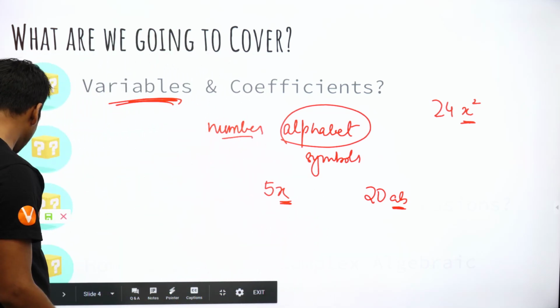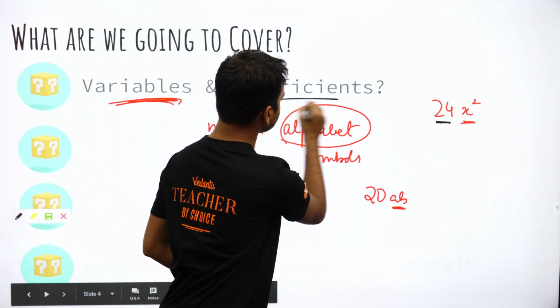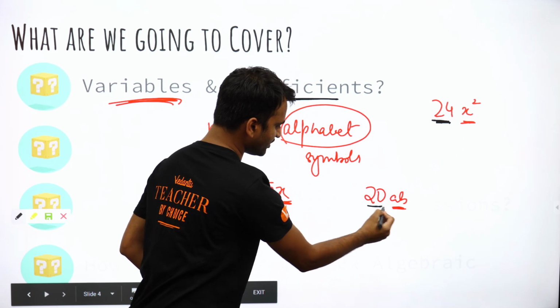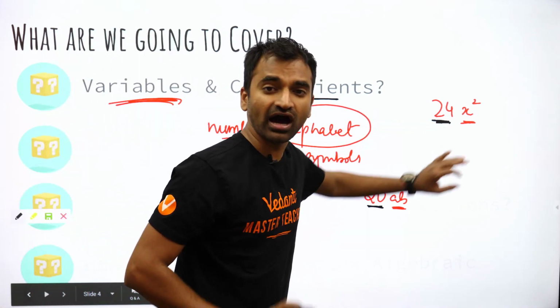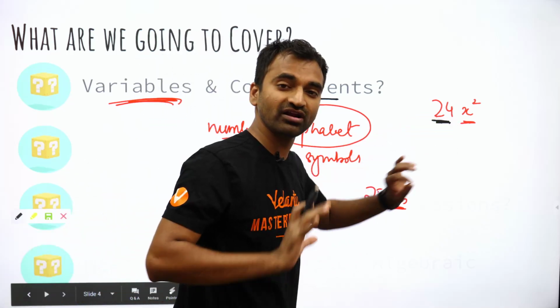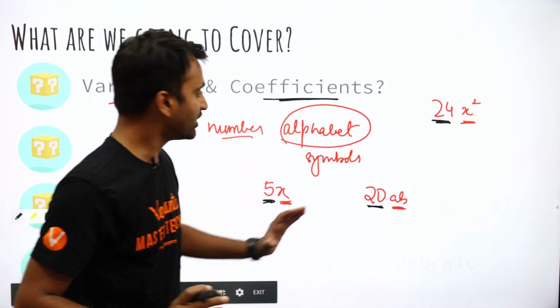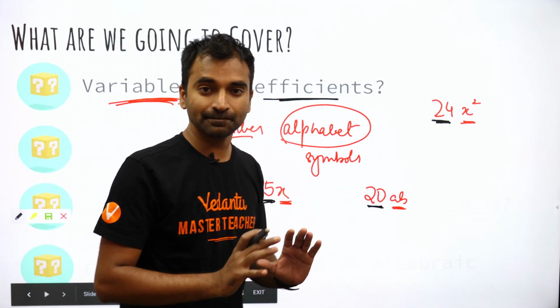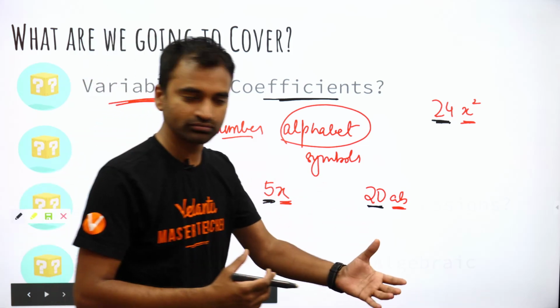Whatever is with the variable, that is what we call coefficient. So this part is coefficient. Is that fine, everyone? Very straightforward, very simple, right? Coefficients are constant. 24 will remain 24. It cannot become 25. It cannot become 23, right? 20 will remain 20. It cannot become minus 20. It cannot become 40. It cannot become 2.